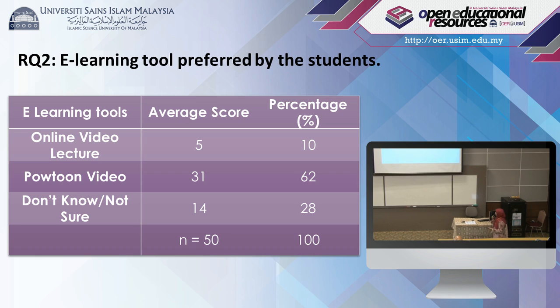And then for research question number 2, the e-learning tool preferred by the students. When they were asked which e-learning tool they prefer, 62% of them said that they prefer the Powtoon video. This is probably because of the animation and graphical elements that were added into the Powtoon video. And then only 14% or 28% of the participants said that they are not sure which one is better. Okay.